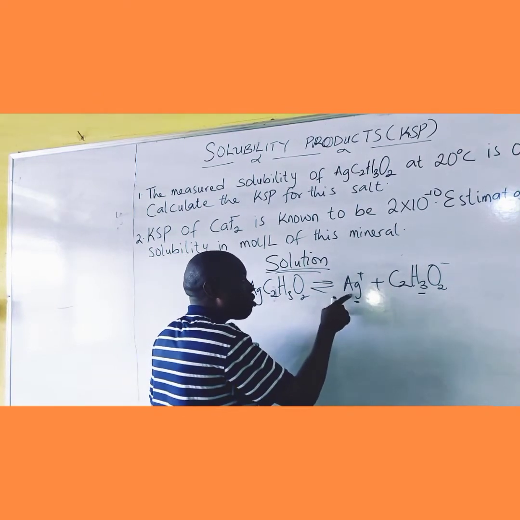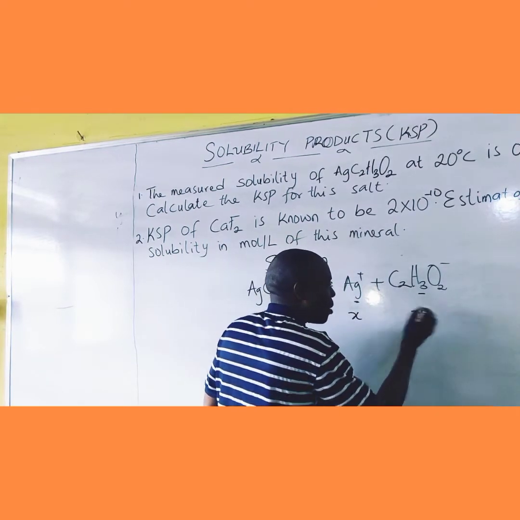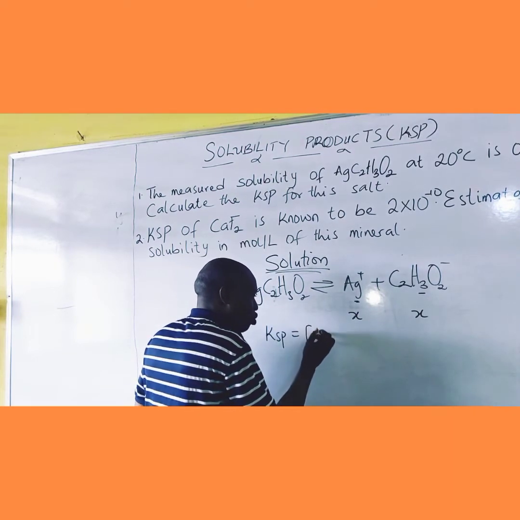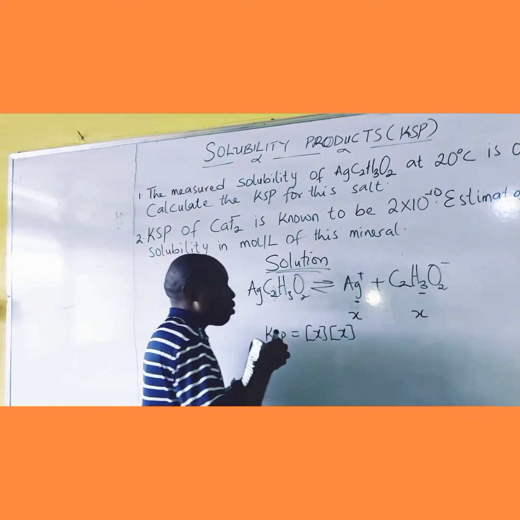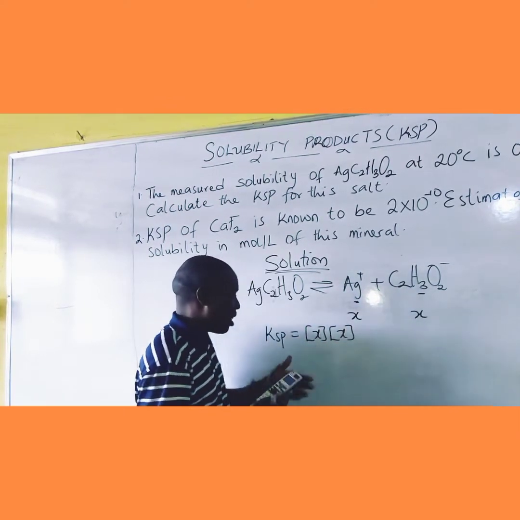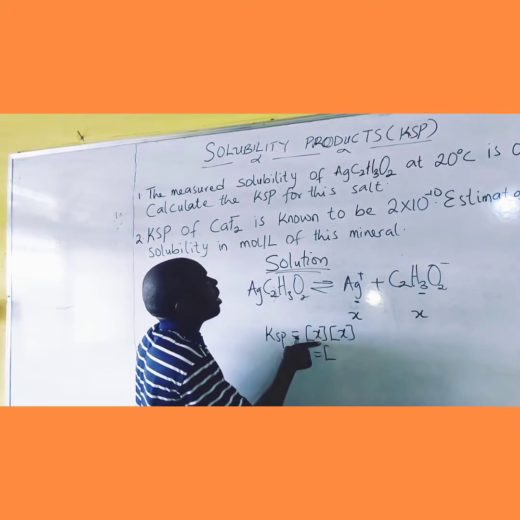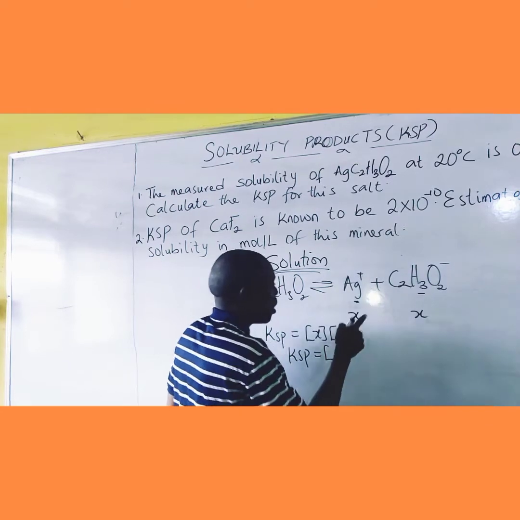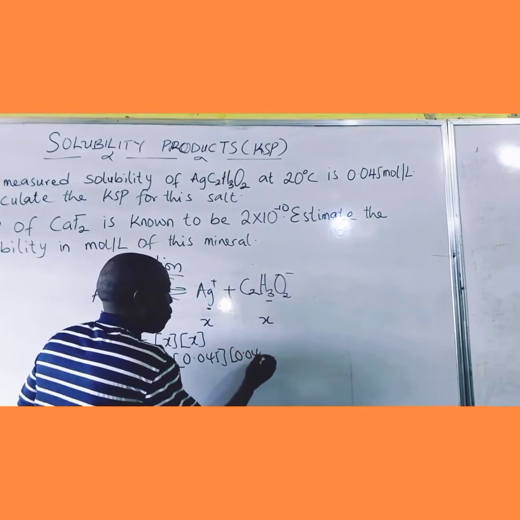Here, we assume that we take the silver ion as X, and the other ion also as X, so that the Ksp will be equal to the concentration of the ions. Remember, the ratio is 1:1, so it is X times X. So the Ksp becomes X squared. You are looking for the Ksp, and here it becomes 0.045 times 0.045.